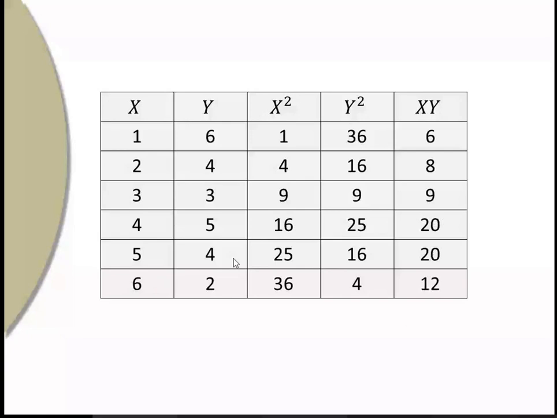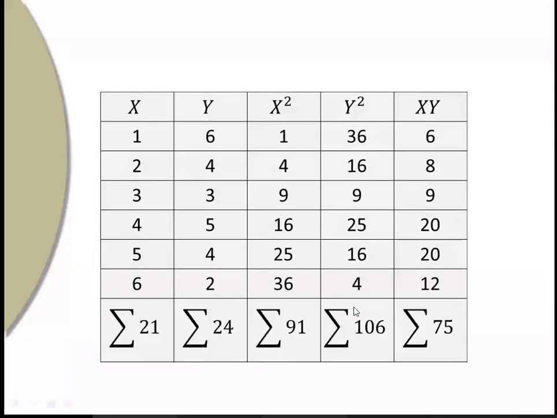Okay, 6 square is 36, 1 into 6 is 6, like that. 4 square is 16, 5 square is 24, 4 into 5 is 20, like that, completing this table. And now take the summation of each column. Summation x is 21, summation y is 24, summation x square is 91, summation y square is 106, and summation xy is 75.